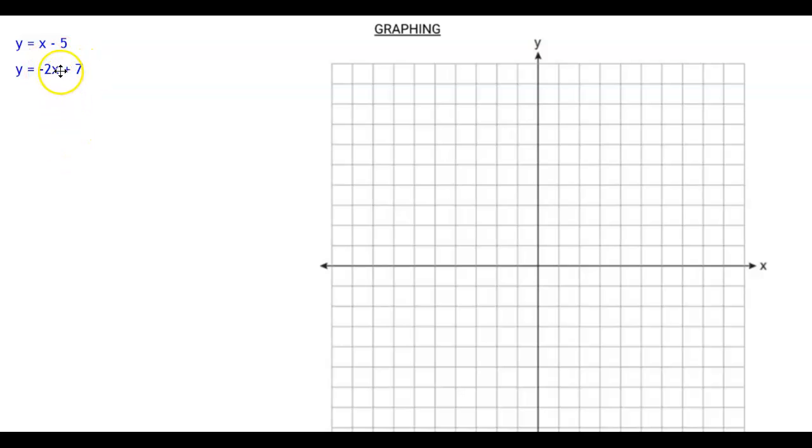I think I prefer to graph it, one, because we've already done a substitution method, and two, because the graphing method is really satisfying. It gives us one point that's easy to find. All right, so let's identify the slope and the y-intercept of both equations.